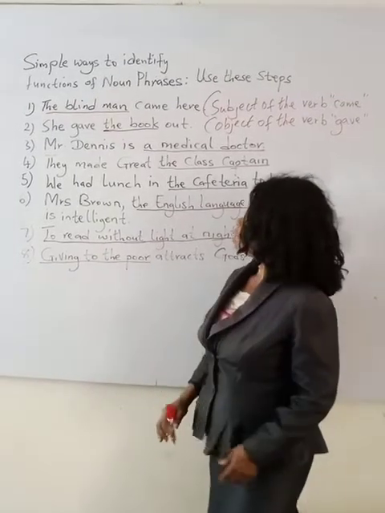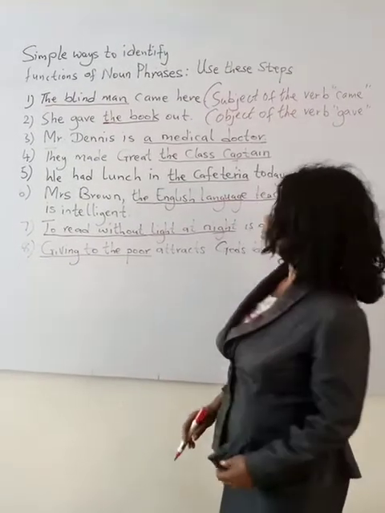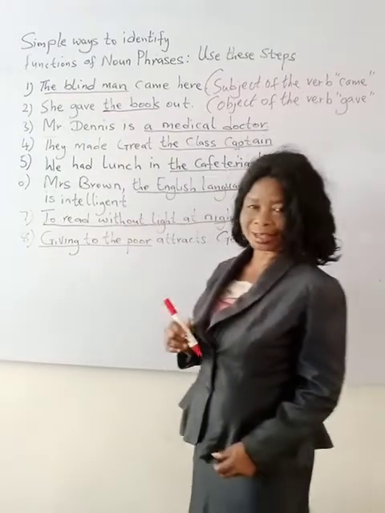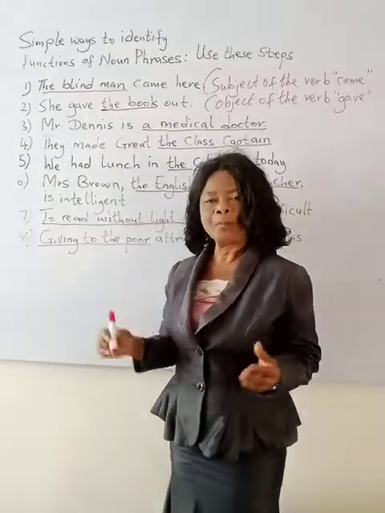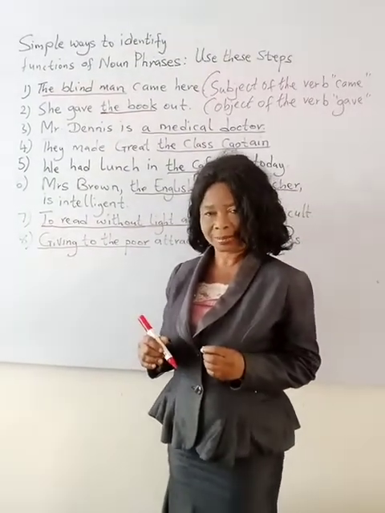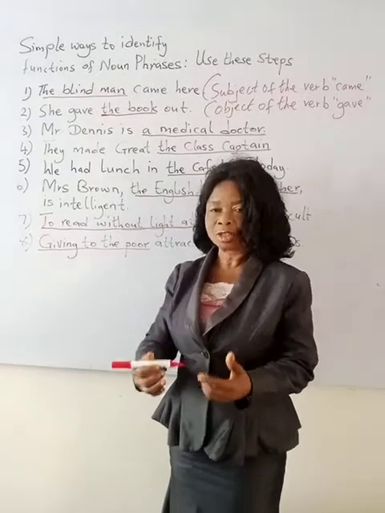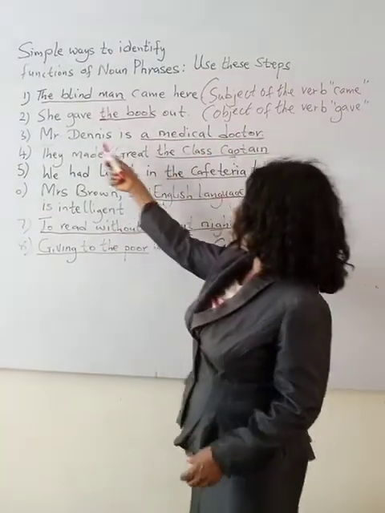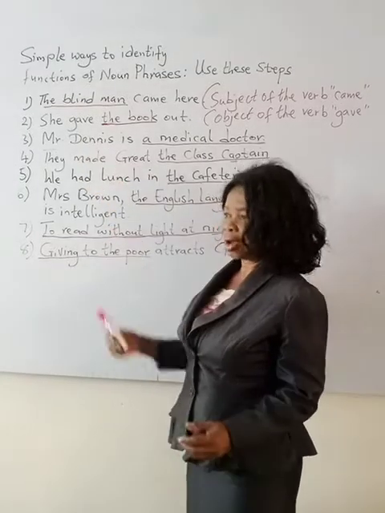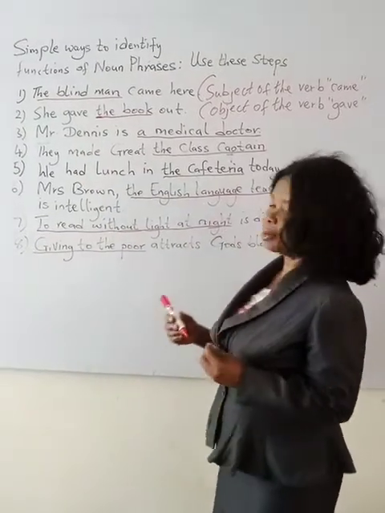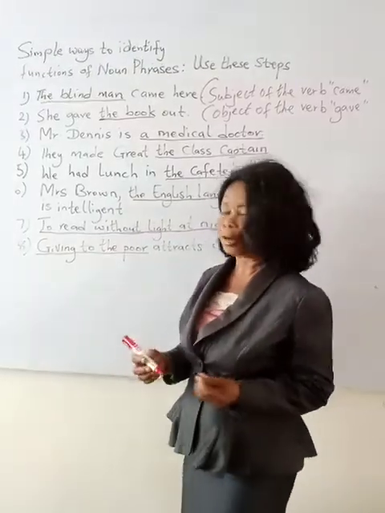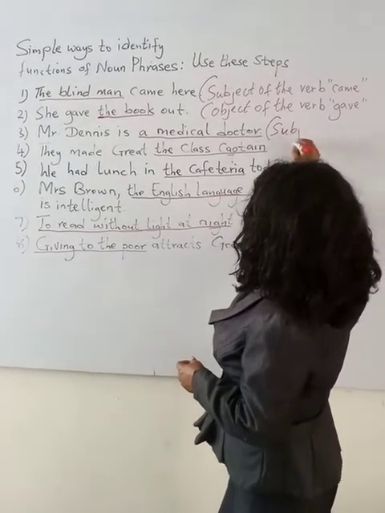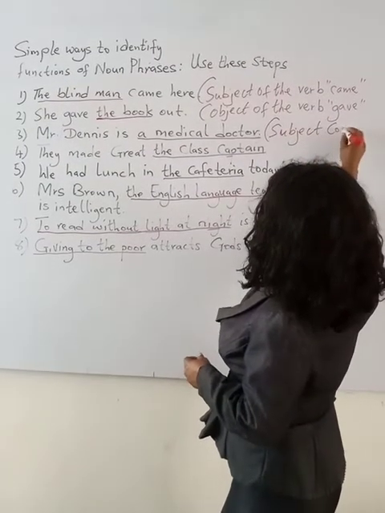Number 3: Mr. Dennis is a medical doctor. And our noun phrase there is a medical doctor. Now, a medical doctor complements Mr. Dennis. The word complement comes from the word complete. So, a medical doctor is the same as Mr. Dennis. Therefore, it functions as subject complement.